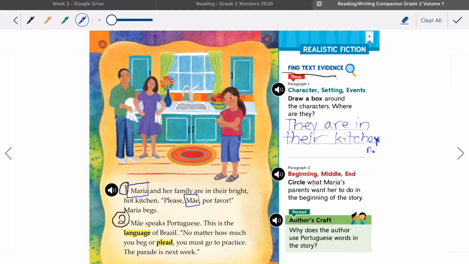So we have found out that her parents want her to, that's right, you must go to practice. So we're going to put a circle around that part of the text.